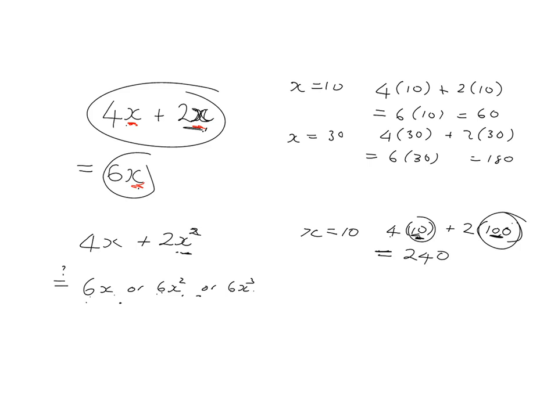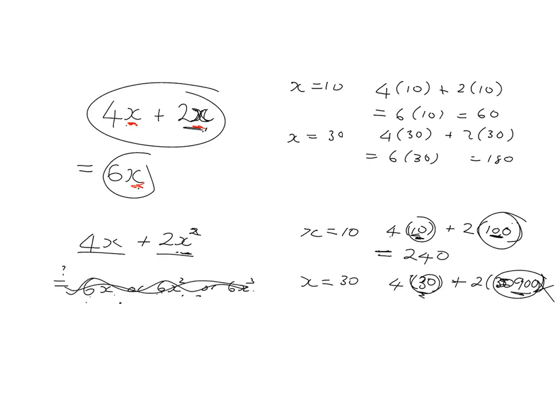And so you can see, if we try with x equal to 30, what you'd end up with here is 4 thirties plus 2 lots of 30 squared, which is 900. Can you combine those two things? Well, no, because here you've got 4 30s, and here you've got 2 900s. You can't then say you've got 6 30s or 6 900s. You actually have to treat this and this as different things. So none of these things here are right. When you've got 4x and 2x squared, you can't combine them because the x and the x squared are not like, because there's a different exponent.